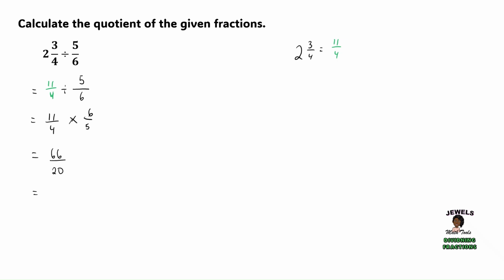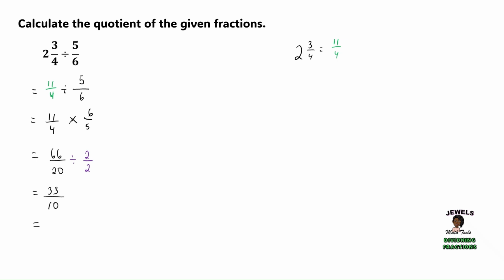And since my numbers 66 and 20 have a common factor of 2, I'm going to divide both parts of my fraction by 2. So now 66 divided by 2 will equal 33. 20 divided by 2 will equal 10.